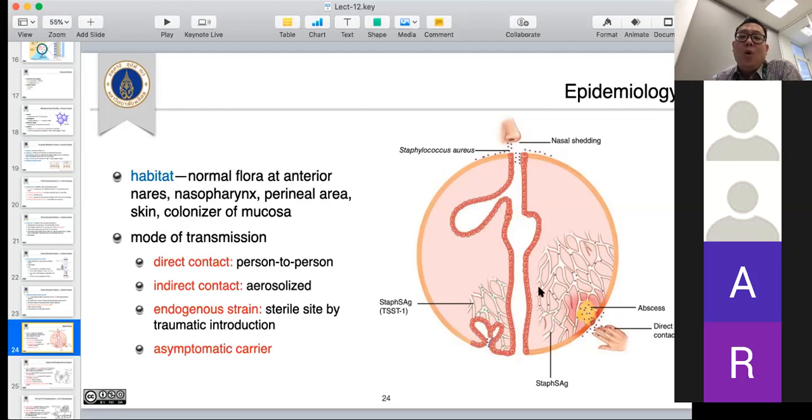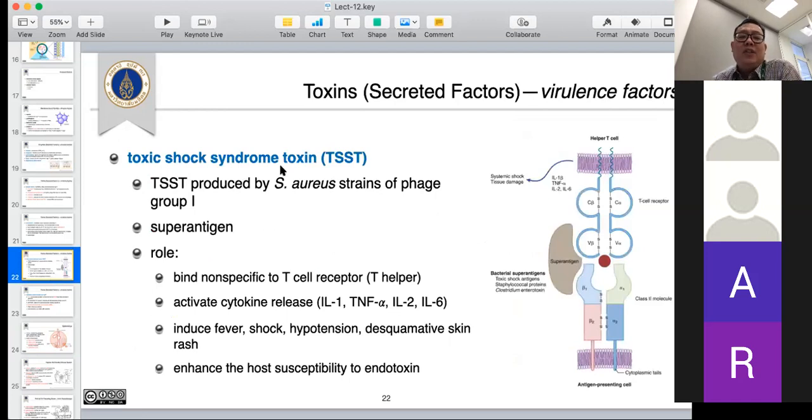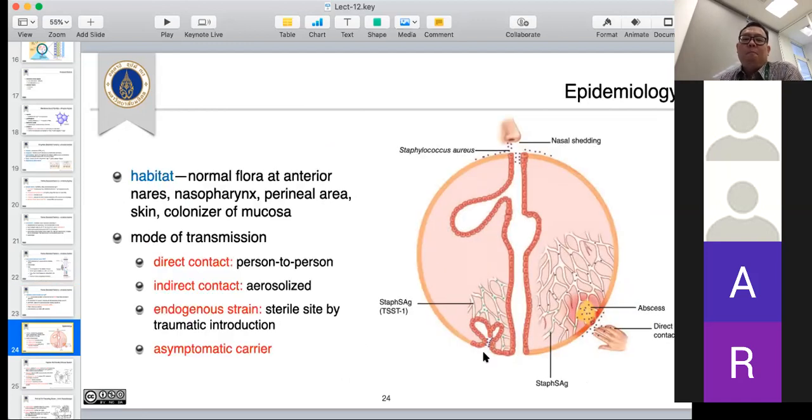Or they go deeper in the blood and produce TSST type 1, toxic shock syndrome toxin 1. Okay, and then you probably get a severe symptom from TSST, and staph also localized in the mucous membrane in vagina. That is the normal habitat of Staphylococcus aureus.